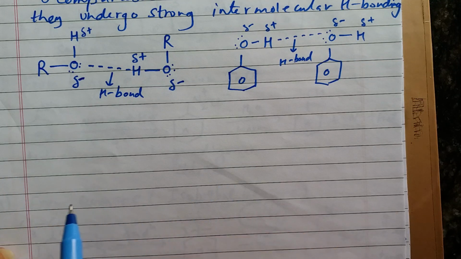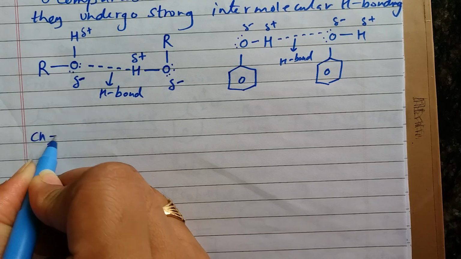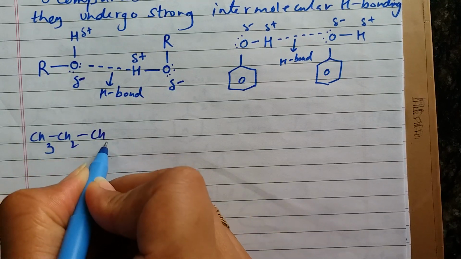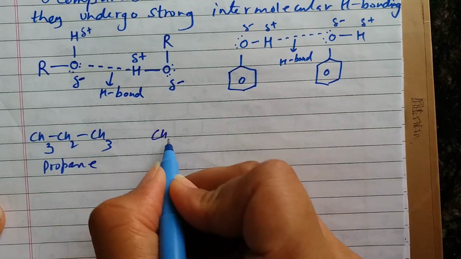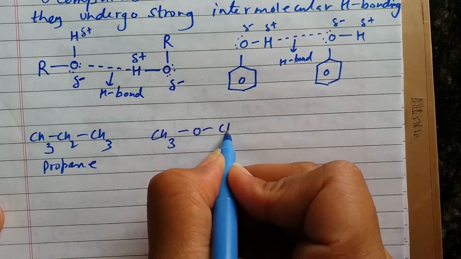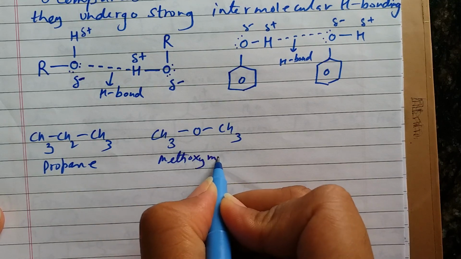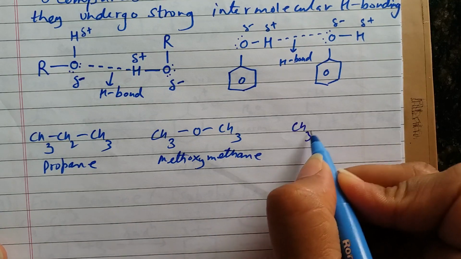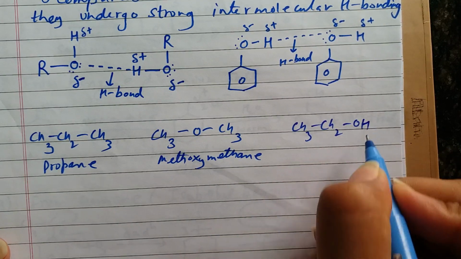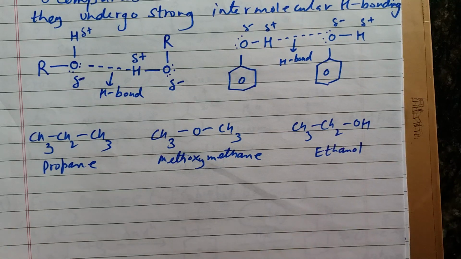To sum it up, I'll write in the form of an example. Let's say I take CH3CH2CH3. This is propane. It's a hydrocarbon. Then another example I take is of methoxymethane, which is an ether. And finally, I'm taking an example of one alcohol, CH3CH2OH, that is ethanol. Okay. Let's write the type of bonds which will exist between the molecules.